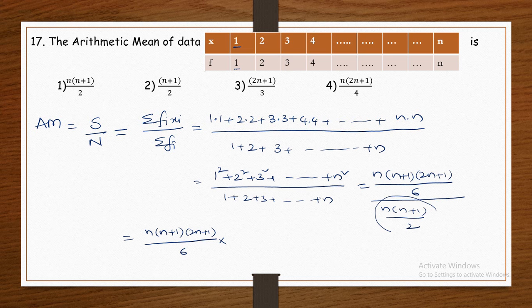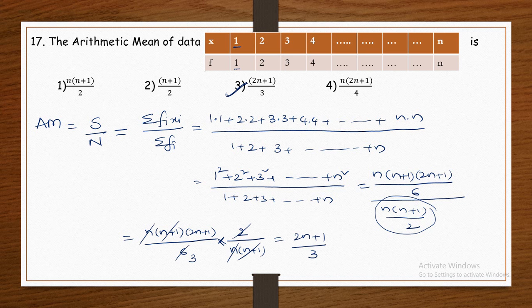So this denominator part will get reciprocated and comes as multiplication. Then I can write it as 2 by n into n plus 1. Now n into n plus 1, n into n plus 1 gets cancelled. In the 2 table, this 6 goes 3 times. So hence the answer is 2n plus 1 divided by 3. Hence the answer is option 3.